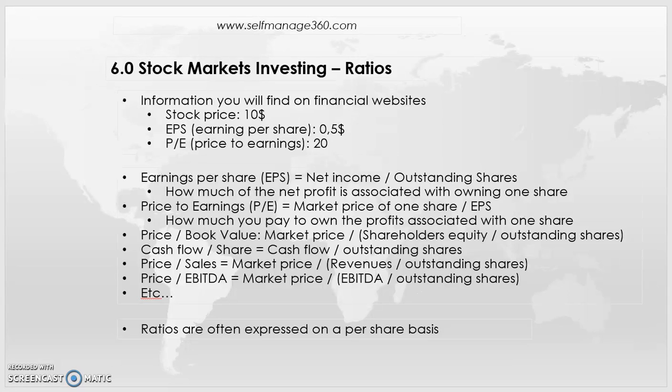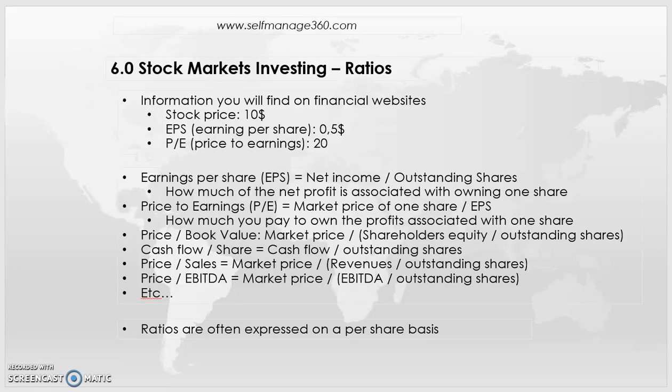The other ratio that we will look at is the price to earnings, or the PE. To calculate it, you have to divide the market price of one share, so basically the quote on the stock today, by the EPS. We're just talking about the EPS. That's going to give you how much you pay to own the profits allocated to one share.